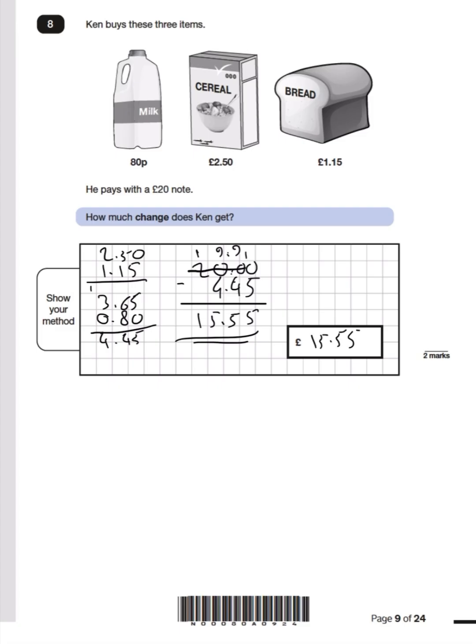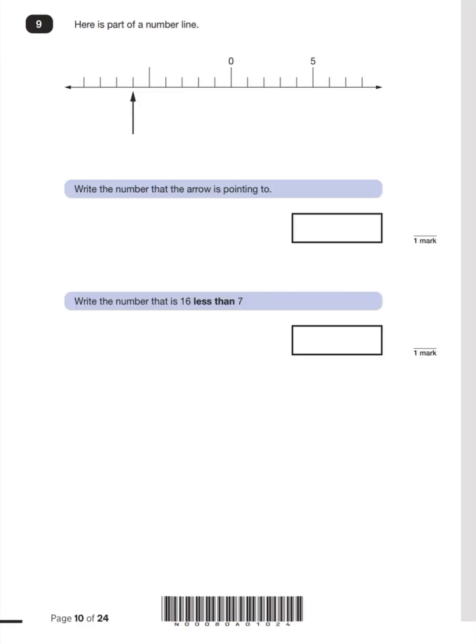Number 9. Here is part of a number line. Write the number that the arrow is pointing to. So we've got 0, 1, 2, 3, 4, 5. So 0 minus 1 or negative 1, 2, 3, 4, 5, 6. That's negative 6. Write the number that is 16 less than 7.